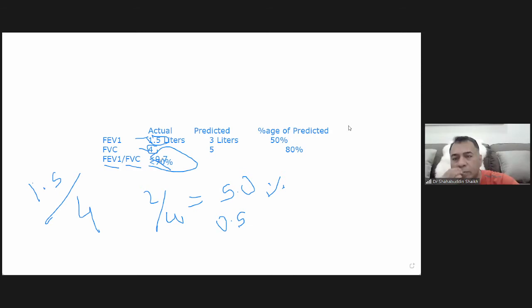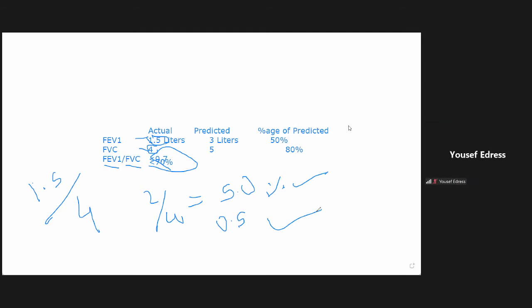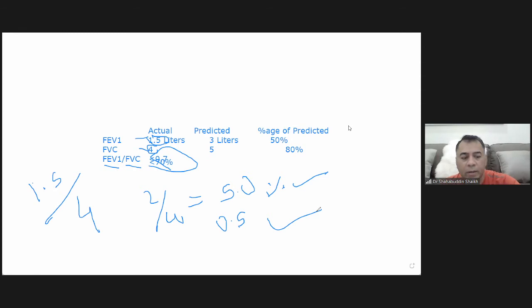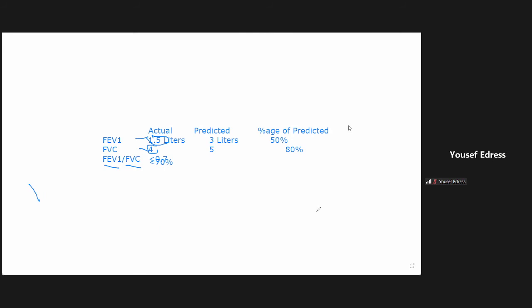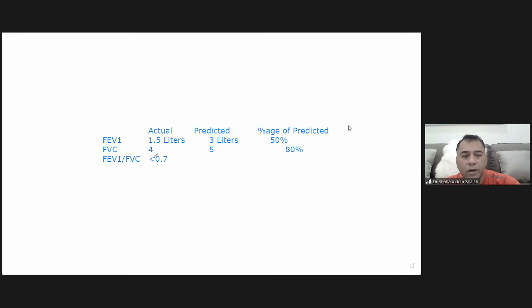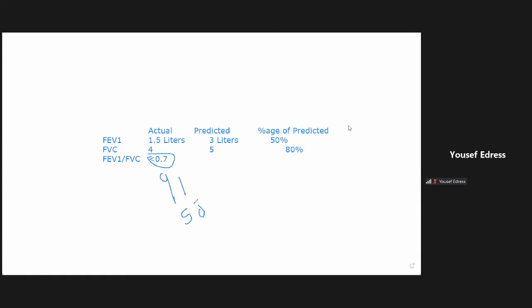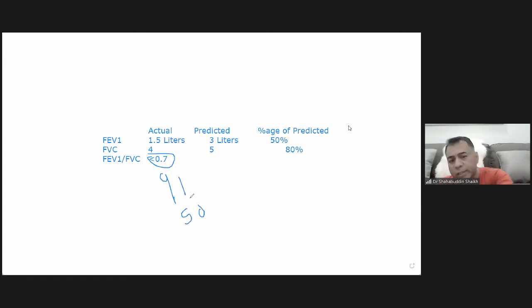You don't have to calculate. Everything will be given there. Either it will be written as a percentage or as a decimal. You don't have to calculate anything. Everything will be given in the table. Clear? The table will look something like this, except for this number. It may be less than 0.7 or it may be written in percentage, maybe 91% or 50%, whatever, because the computer is calculating that. You don't have to do it. The percentage will be written here.